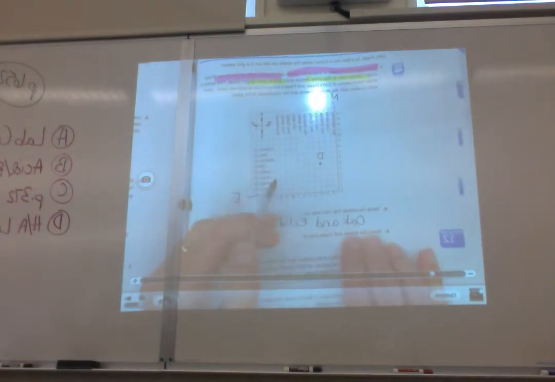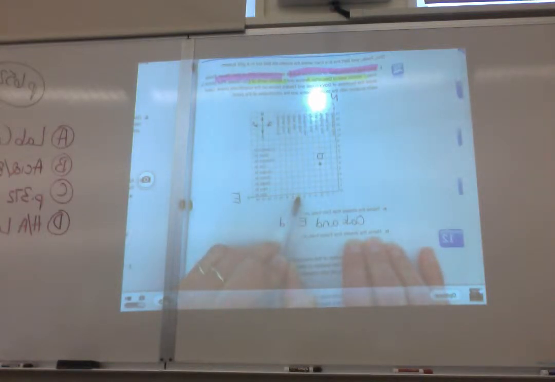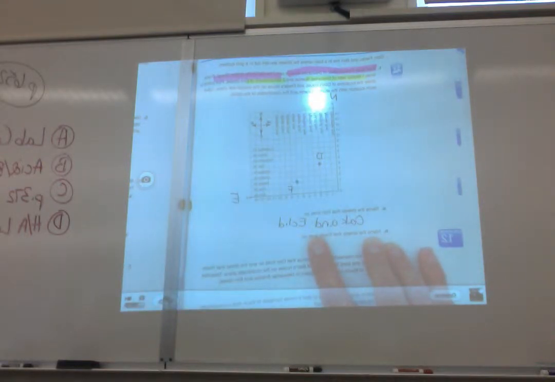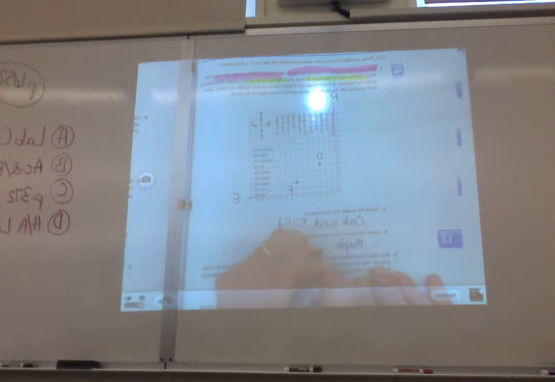Okay, so now Frida. 1, 2, 3, 4, 5, 6, 7 east and 2 north. 1, 2 north. Put a dot. Give that an F for Frida. Andy? Name the street that Frida lives on. Maple and Euler.